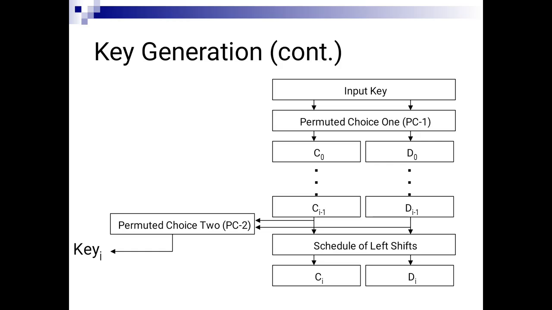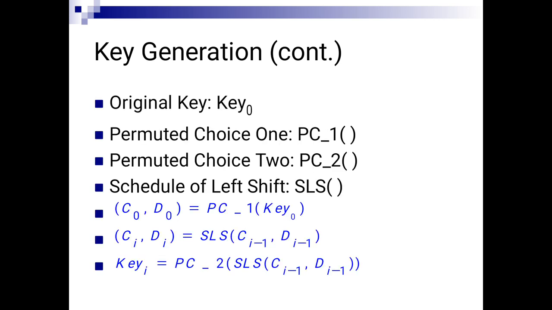The last step of our encryption is to transpose the bits into 64-bit blocks according to the rules, and the result of step 3 is input for the next round. The original key is K0, permuted choice 1 is PC1 and permuted choice 2 is PC2. The schedule of left shifts is SLS.